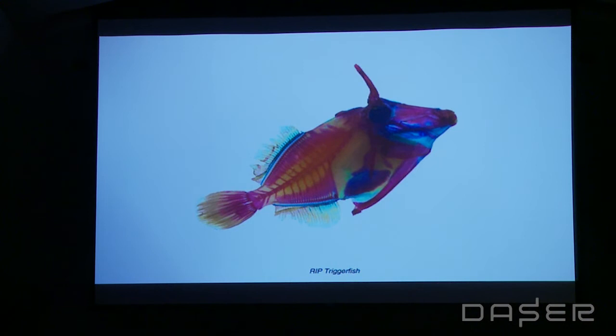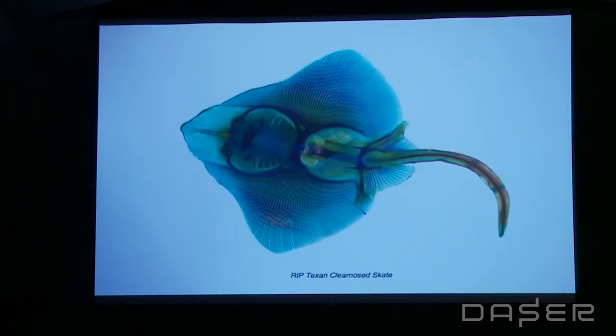Triggerfish. And so the idea is that these are kind of apparitions, kind of there and not there, just a reminder of the loss of biodiversity, not just in the Gulf of Mexico, but specifically to that area following the oil spill.